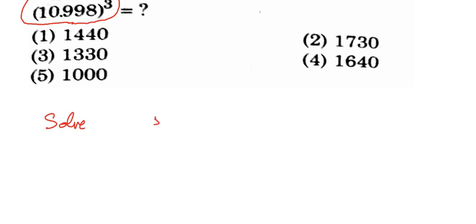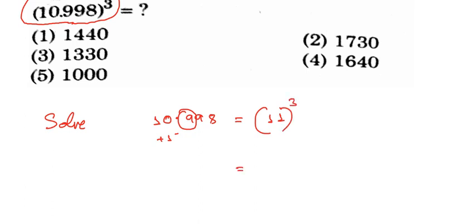We can write 10.998, and as we can see, the digit after the point is greater than 5. So what we are going to do is add plus 1 to the digits on the left side of the point. So we can write 11 instead of 10.998, and we can take the cube of 11.